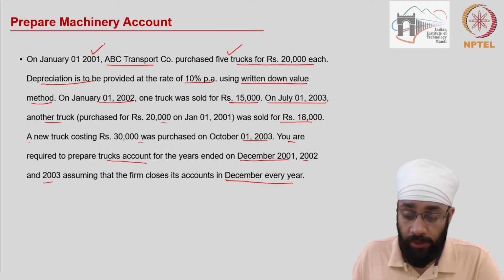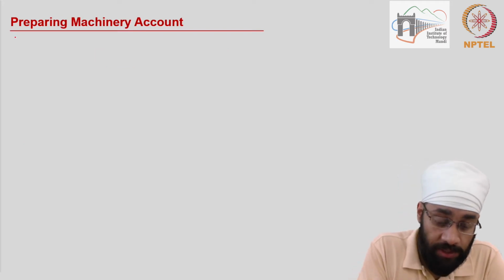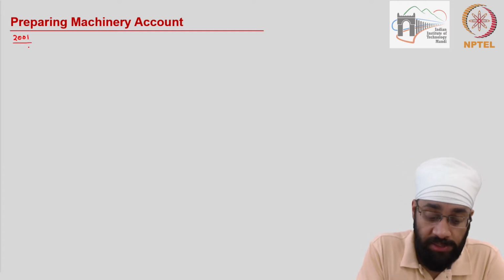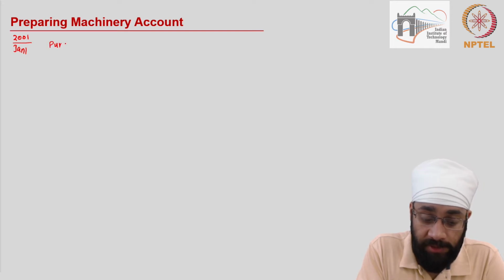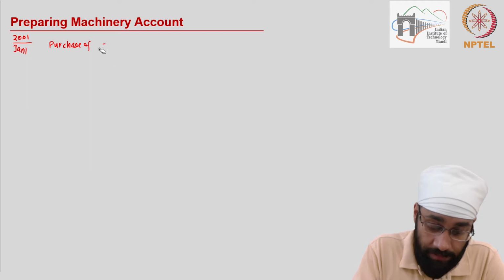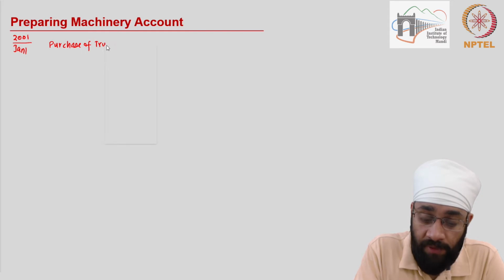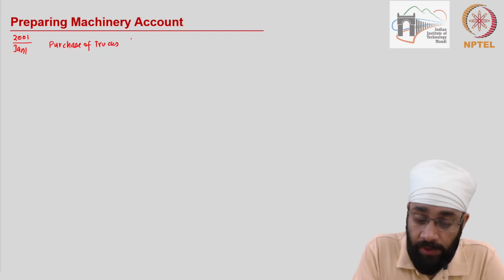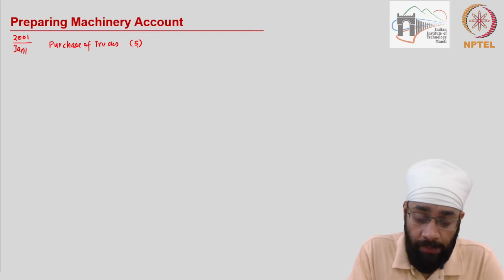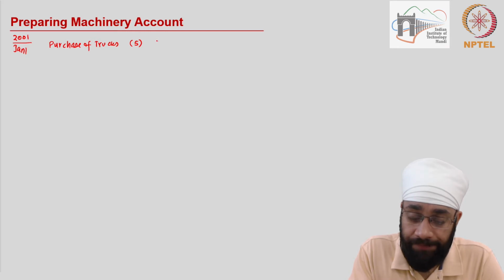So 2001 January is when things are beginning. So let me say 2001. This is the first year when the trucks are being purchased, and January 1. So you purchase trucks. So purchase of asset, I should say trucks rather, because we have the specific name of the asset and we always should write that name. So purchase of 5 trucks. So let me write 5 here, and 20,000 each. So the total amount comes out to be 100,000.